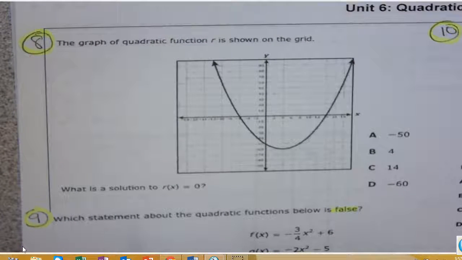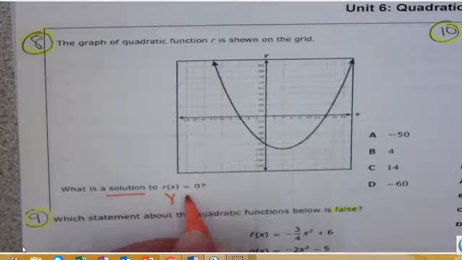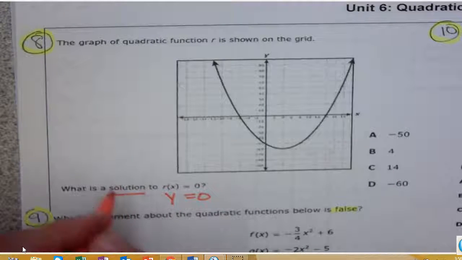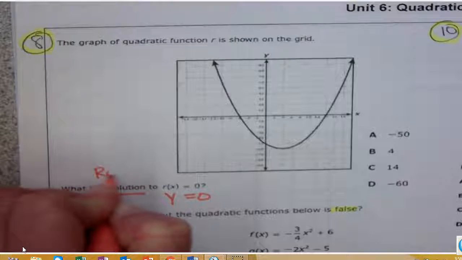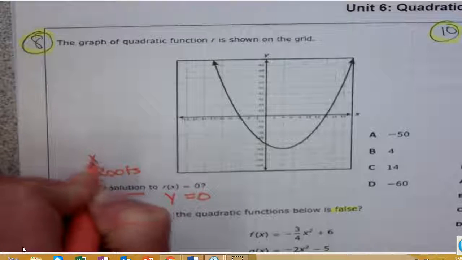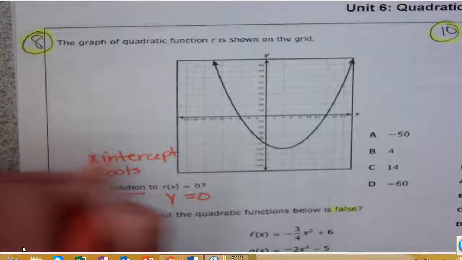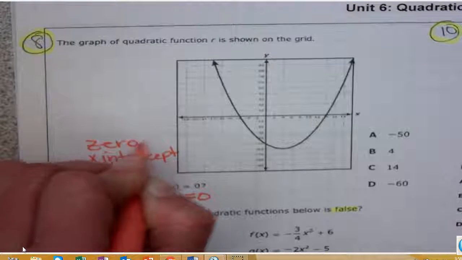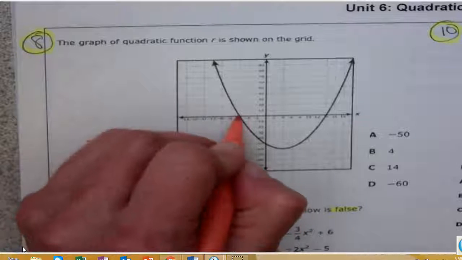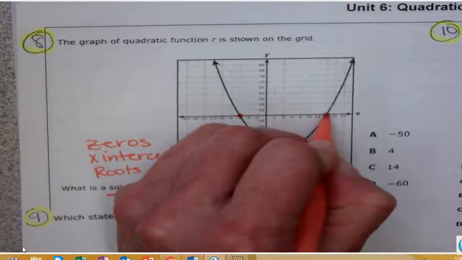Okay, the quadratic function shown on the grid. What is a solution where R(x) equals 0? I don't even know what that means. No, I do. All right, when R(x) equals 0, this is also saying when y equals 0. Solution, roots, x-intercept, zeros, all the same. So I know they're talking about this point and this point.